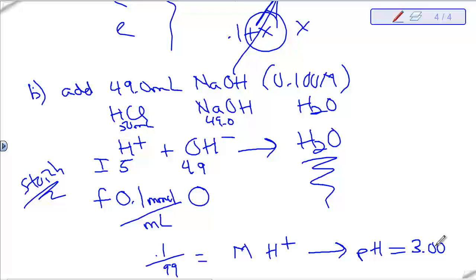We'll do it. Take a second here. 0.1 divided by 99 equals 0.001 with some digits. We'll take the negative log of that number, 2.9956, which rounds to 3. Do you understand?